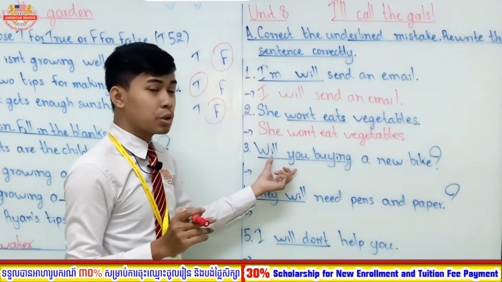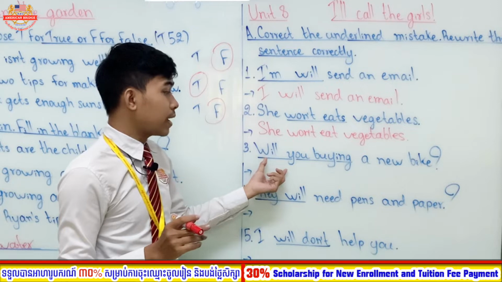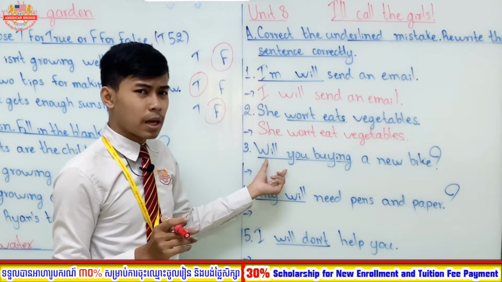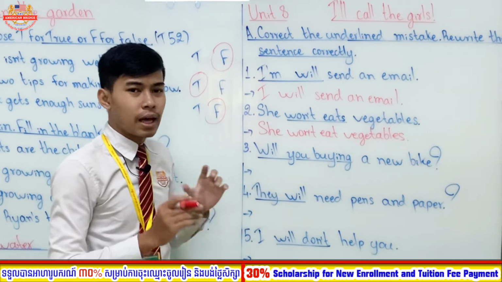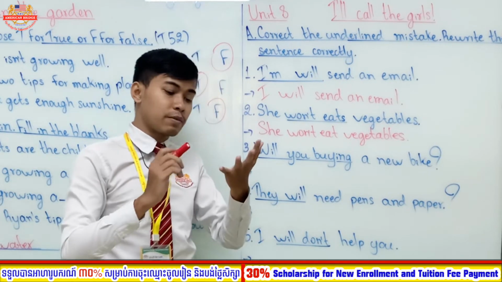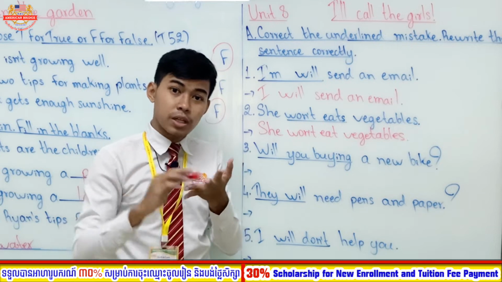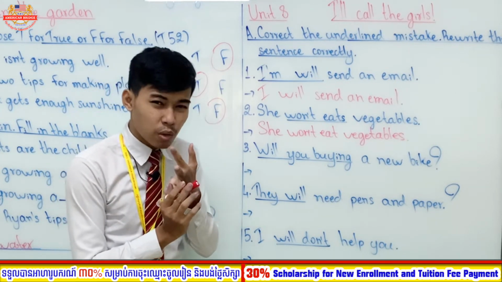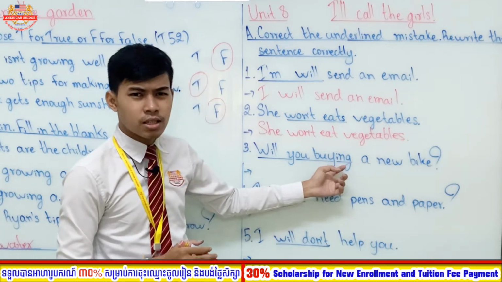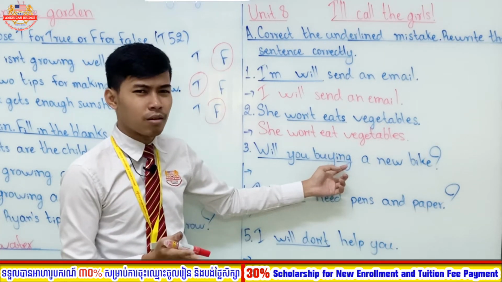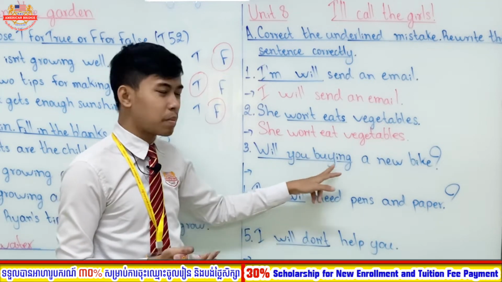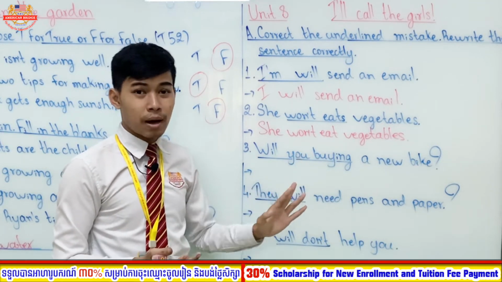Let's go to number 3. Will you buy a new bike? So what is the mistake? This is the question, right? And the question form that we learned yesterday starts with will, then the subject, and then the infinitive verb. Infinitive verb means the original verb. Here you see ing. Is it correct? No, it is wrong, right? So: Will you buy a new bike? Not will you buying. Will you buy a new bike?